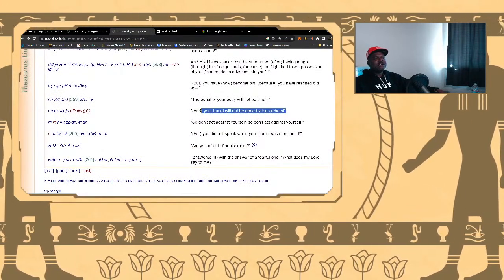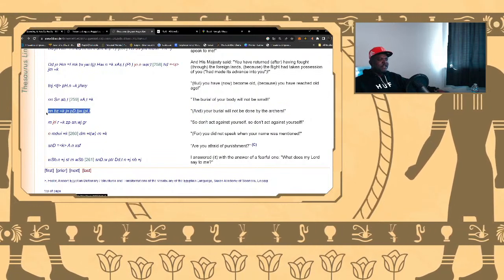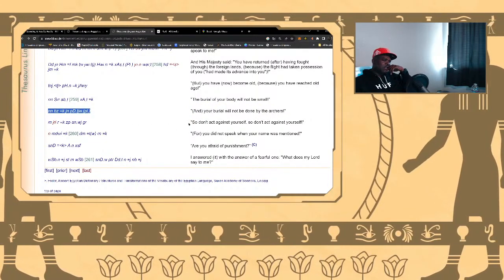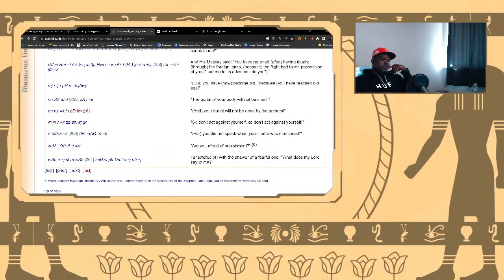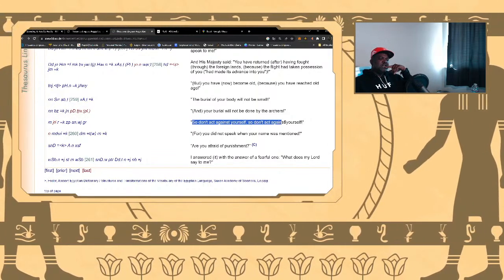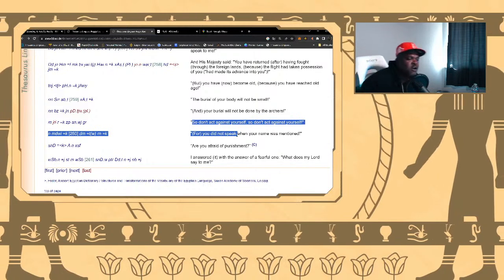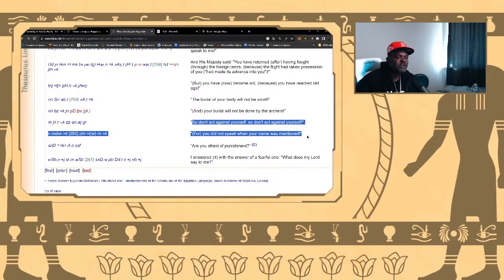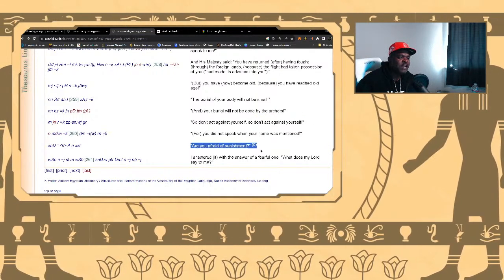That's a bad translation. They should be saying by them Canaanites, them archers that we send to Canaan, to your area. So don't act against yourself. For you did not speak when your name was mentioned. Are you afraid of punishment?